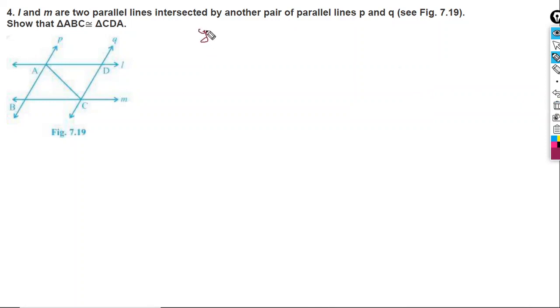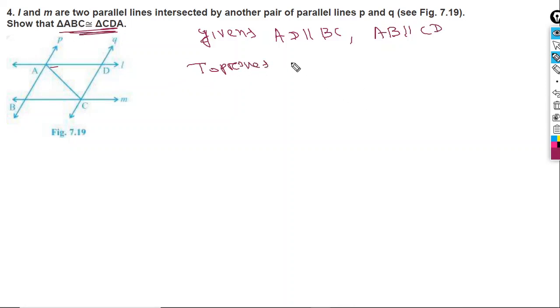So given: AD parallel to BC, and AB parallel to CD. To prove, what do we need to prove? We have to prove this triangle ABC is congruent to triangle CDA. This is what we have to prove. So now we'll move to the proof section.